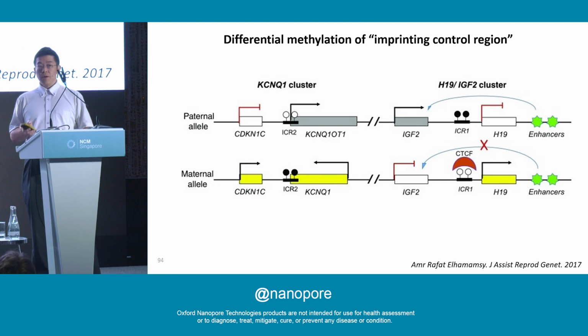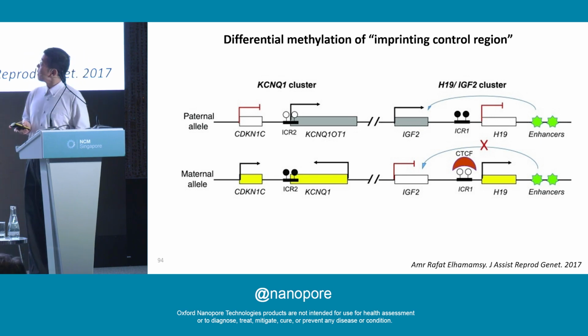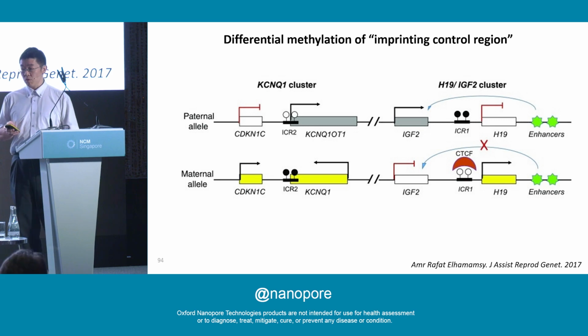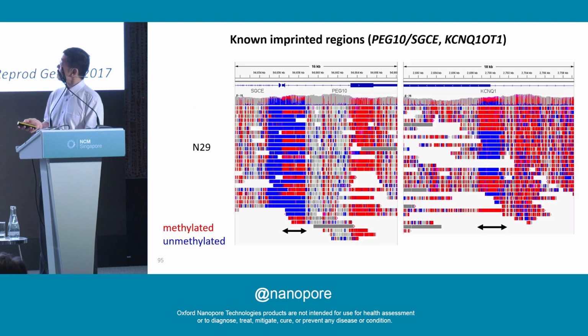There are unique genes with differential methylation in an allele-specific manner. There is a gene set called the imprinting control region in the mammalian genome. As shown here, KCNQ1OT1 is unmethylated in the paternal allele but methylated in the maternal allele. That is a differential methylation pattern in an imprinting locus.